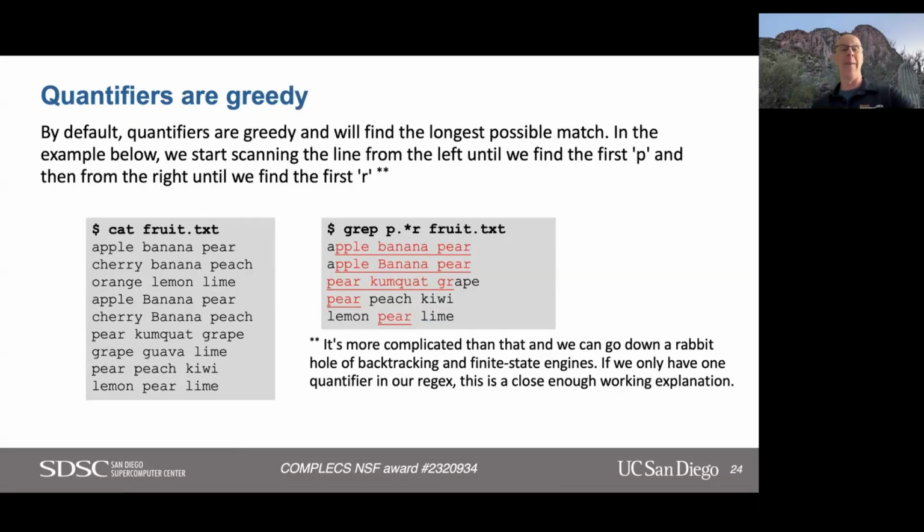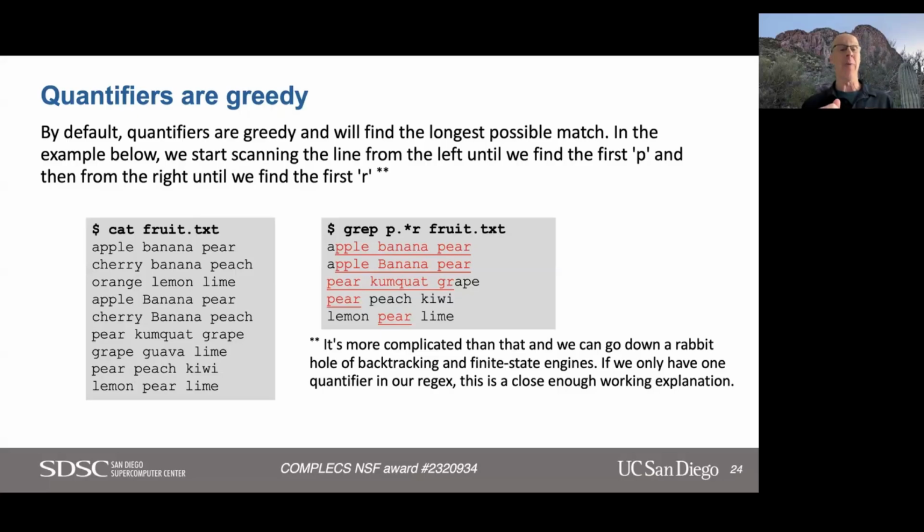Okay, getting back to quantifiers. Something that you might not have thought about is that quantifiers are greedy, and they're going to always look for the longest possible match. So in the example below, we start scanning the line from the left until we find the first P, and then from the right until we find the first R. And I have a note here. It's a little more complicated than that. Regexes do this thing called backtracking or are implemented through finite state machines. But in this case, if we only have one quantifier, this is a close enough working explanation.